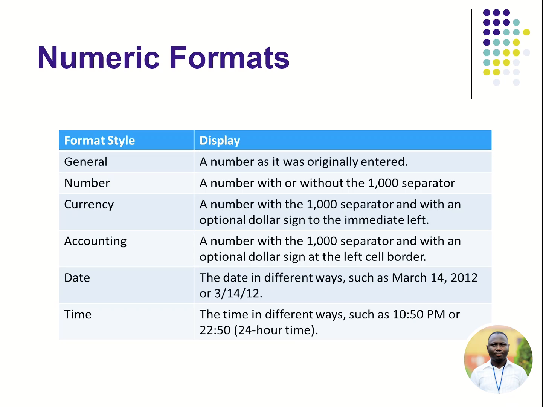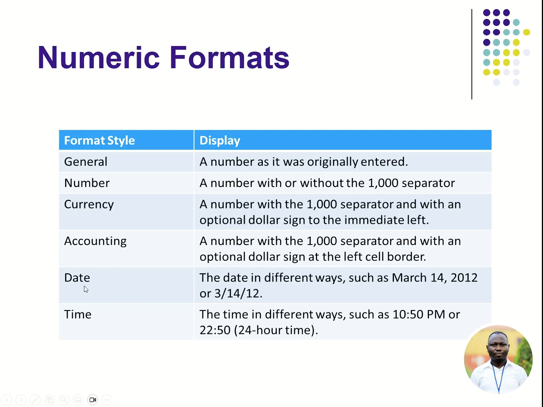That is Currency. Then we have Accounting: a number with 1,000 separator with an option of the dollar sign at the left cell border. The first one, Currency, is saying sign to the immediate left, but this one is saying at the left cell border.